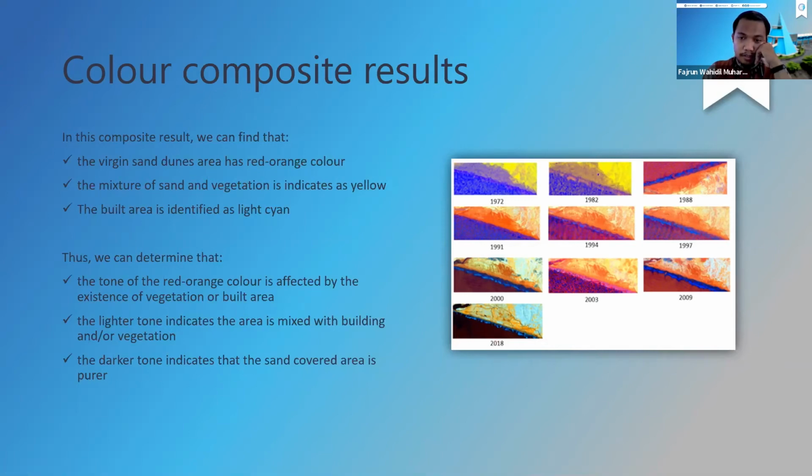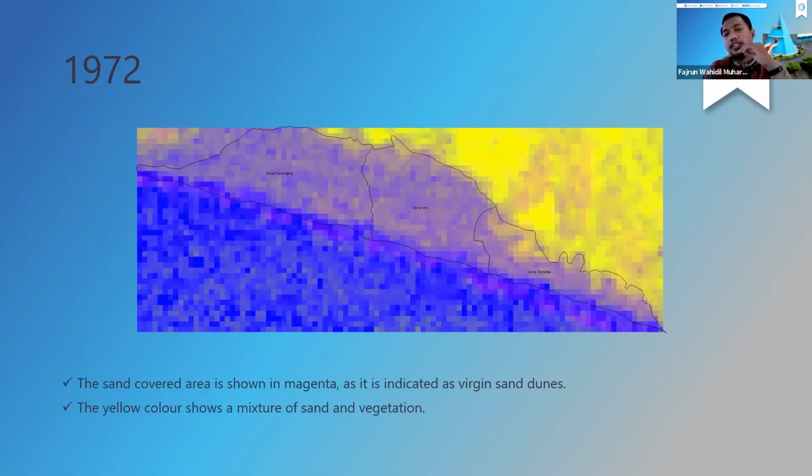We have each analysis result from our paper. The first is the first year, 1972. The sand covered area is shown in magenta, as it is indicated as virgin sand dunes. So almost the whole area of the sand dunes was covered by only sand. The yellow color shows a mixture of sand and vegetation, but it's more likely outside the sand dunes boundary.